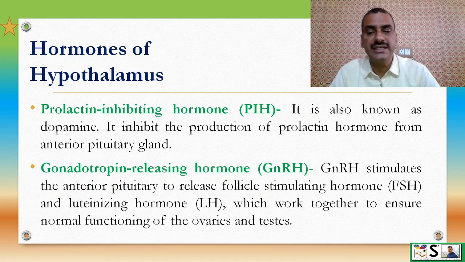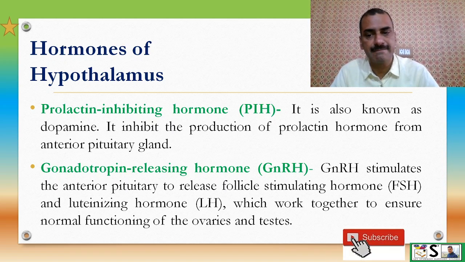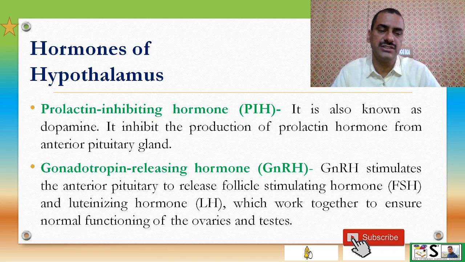Next is prolactin inhibiting hormone, PIH. It is also known as dopamine. It inhibits the production of prolactin hormone from the anterior pituitary gland. Gonadotropin releasing hormone, GnRH. GnRH stimulates the anterior pituitary to release follicle stimulating hormone and luteinizing hormone, which work together to ensure normal functioning of the ovaries and testes.